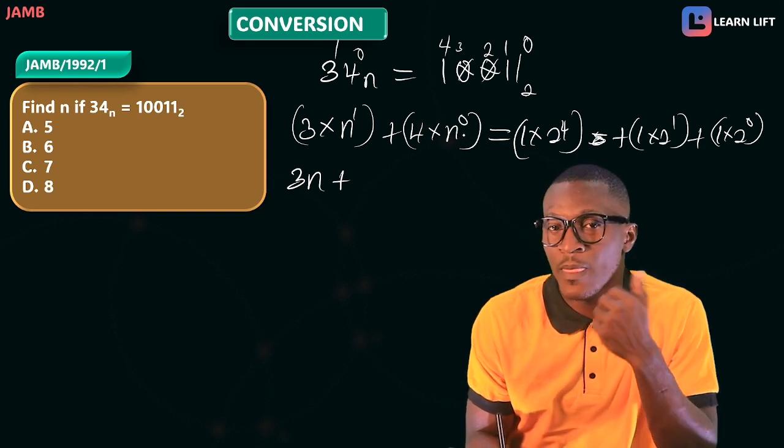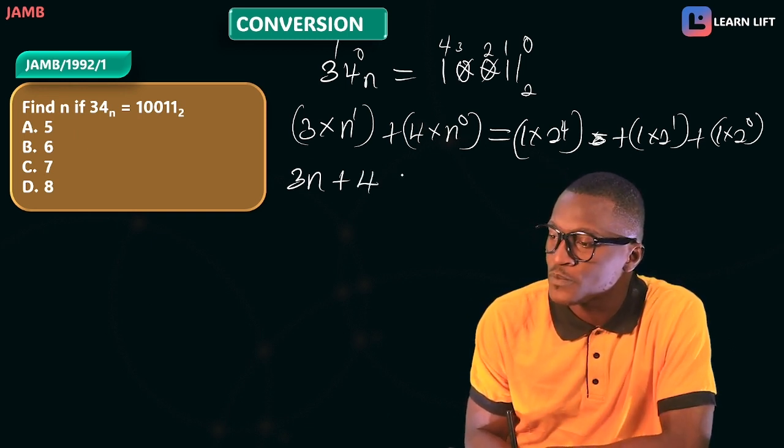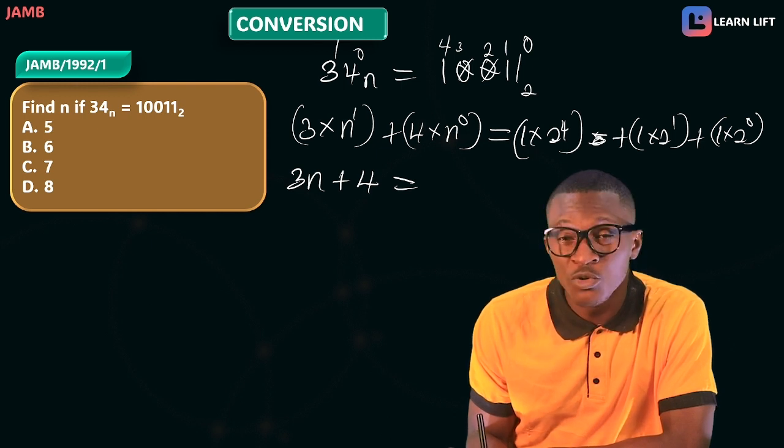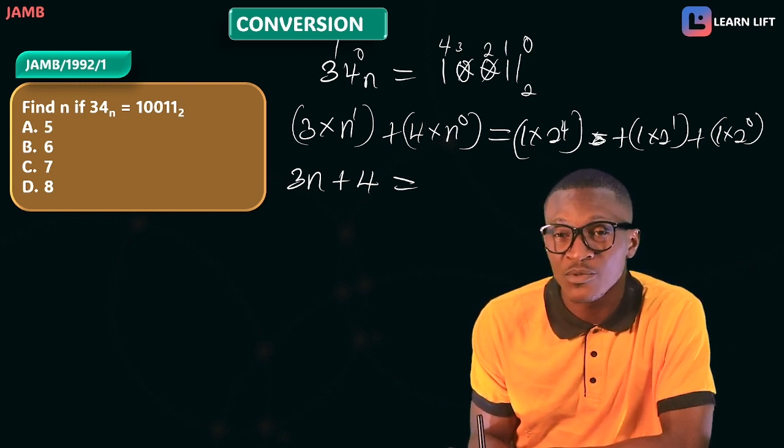What's n raised to power 0? 1. And 1 times 4 will give me what? 4. Which is equal to 2 raised to power 4. 2 raised to power 4 is 2 times 2 times 2 times 2.